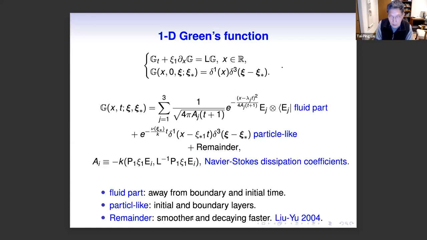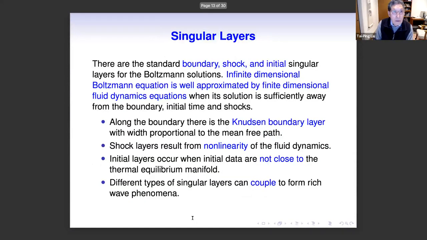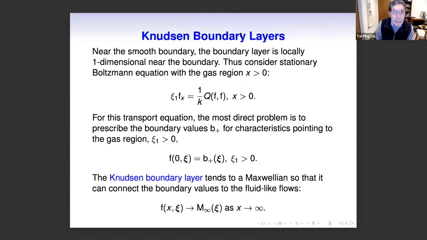So Shih-Hsien Yu and I had this in 2004. Okay, now we talk about the topic today, which is the singular layer. This, I think, was mentioned by Harold Grad, and he pointed out there are three types of layers: boundary, shock, and initial layer. Let me skip this one, and let's look at the simplest singular layer, that is the Knudsen boundary layer.